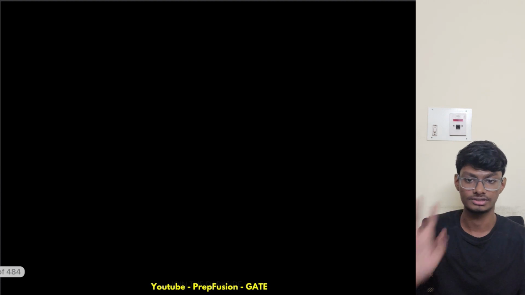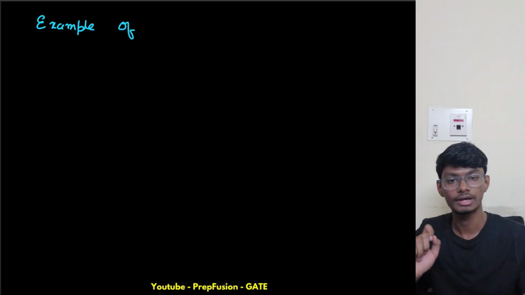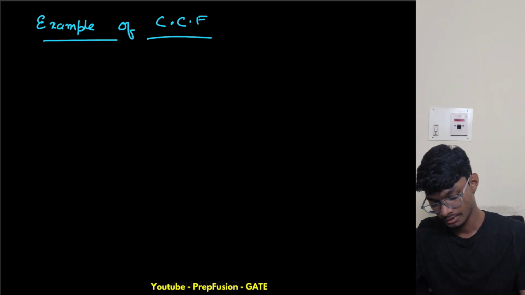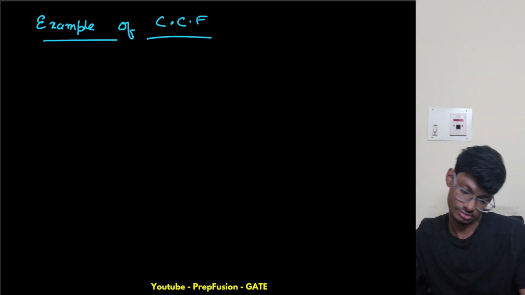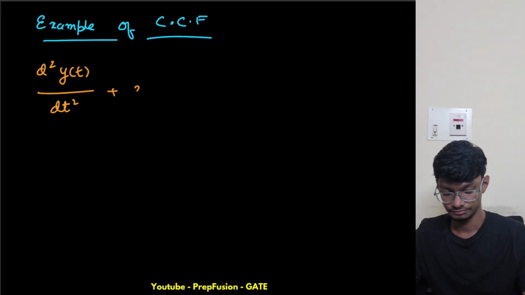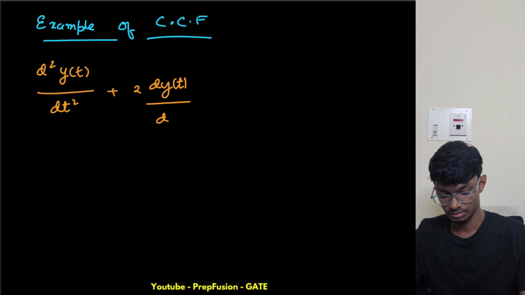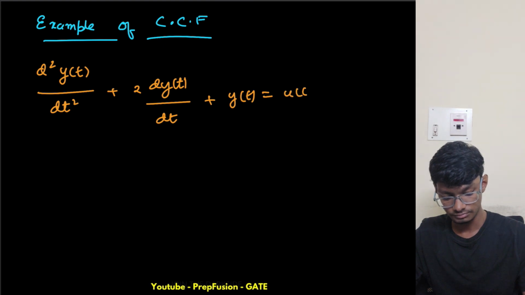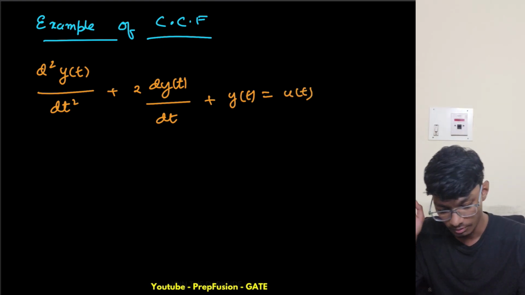So let me take a differential equation, an example of controllable canonical form, CCF. Let's say we have one differential equation: d square y by dt square plus dy by dt plus y of t equals e of t. So this is our differential equation.